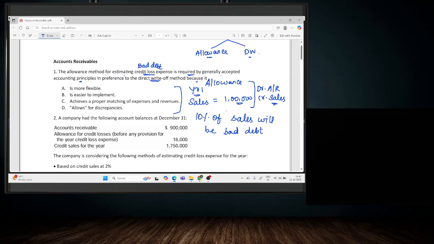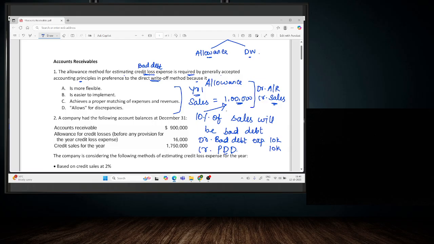So now what will you do? Your total credit sales is 1 lakh rupees, on which you are expecting 10% will not be recovered. So in the first year itself, you will record the journal entry: debit bad debt expense to the P&L account, and credit provision for doubtful debts, 10,000 rupees.